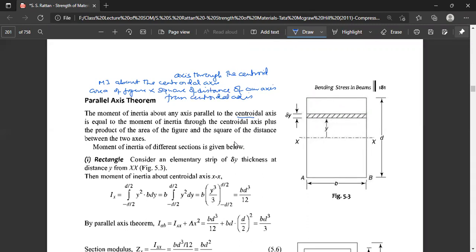For the rectangle, consider an elementary strip, say delta A, of thickness delta y, at a distance y from the axis XX. Then the moment of inertia about the centroidal axis XX is the integral of y squared b dy, where b is the width of this rectangular section and dy is the thickness of this elemental strip. This means the area of the elemental strip multiplied by the square of its distance from the neutral axis.